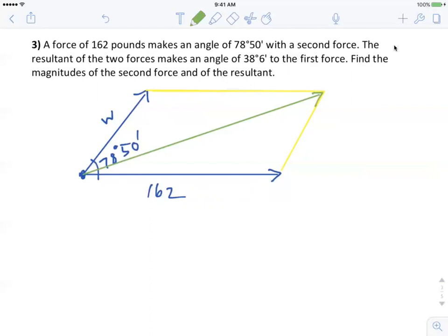There's the picture. And then we know, okay, the resultant of the two forces makes an angle of 38 degrees 6 minutes to that first force. So that's this angle down here, right? 38 degrees 6 minutes. Okay, so we got some geometry to do of finding angles here. And then we need to find the magnitudes of both the second force, the W, and the resultant. Again, let's call it V because that's what we've been doing. So what's going to be helpful on this one is if you find all of the angles in this triangle down here.